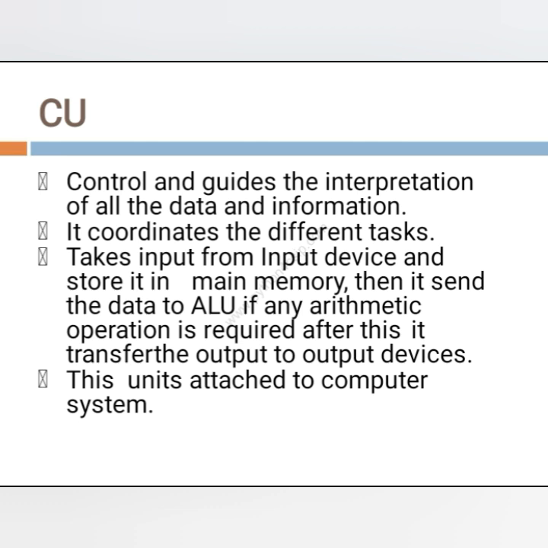Let us see what is control unit. The control unit guides the interpretation of all the data and information. Actually, it coordinates the different tasks of computer. It takes input from input device and stores it in main memory. Then it sends the data to ALU if any arithmetical operation is required. After this, it transfers the output to output device. This unit is attached to the computer system.